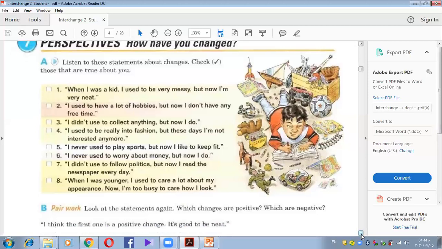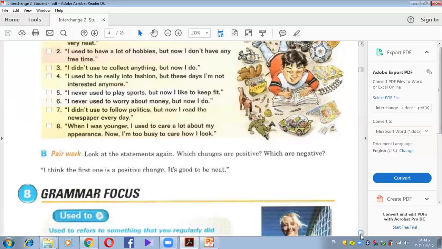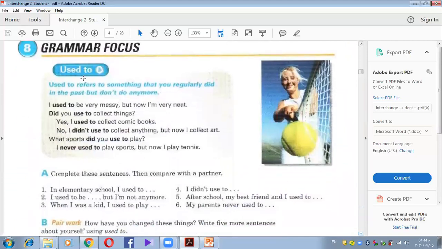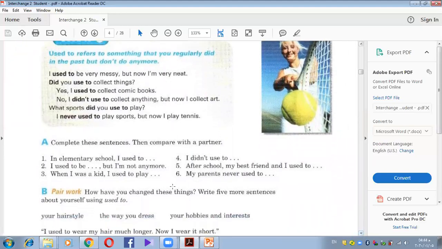Now, used to. So what is meant by used to? Again, used to refers to something that you regularly did in the past but don't do anymore. I used to be very messy, but now I'm very neat. And the question and so on. Okay, let's see the examples.